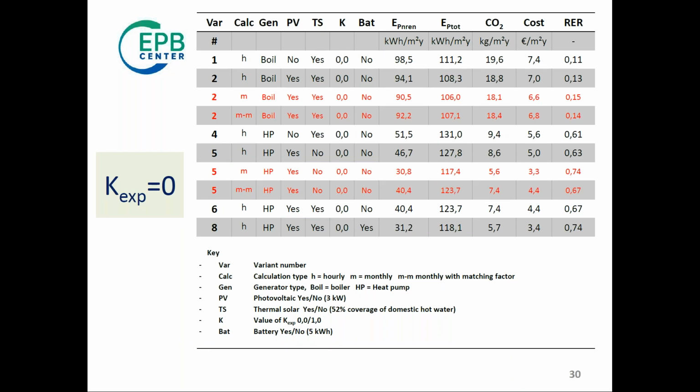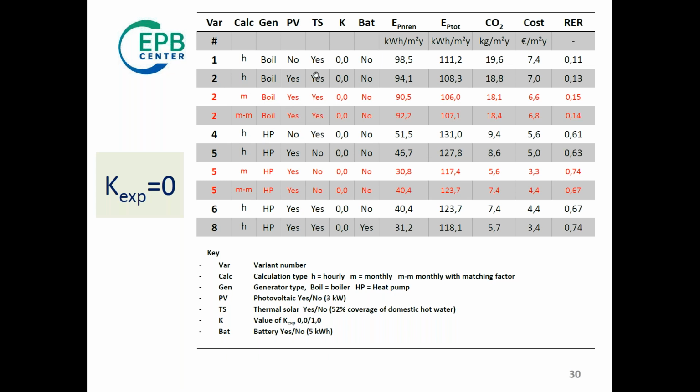So these are just a couple of tables to have all the data at hand. This is a table where you see the variant, which has been numbered, and the type of calculation, hourly. You have the type of generator, boiler or heat pump. You have whether there is any photovoltaic, any thermal solar, which is the selection for K exported, whether there is a battery, and here you have the performance results. And this first table is all the cases with K exported equals 0. And you see here they are in red. When monthly, of course, you have deviations because of the calculation method. And you can have the full picture when you are using K exported equals 0.